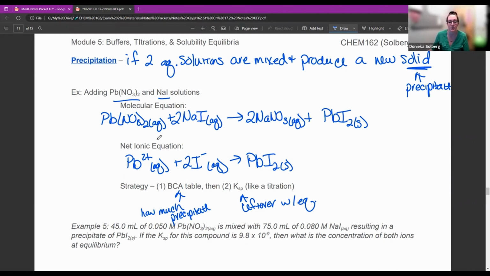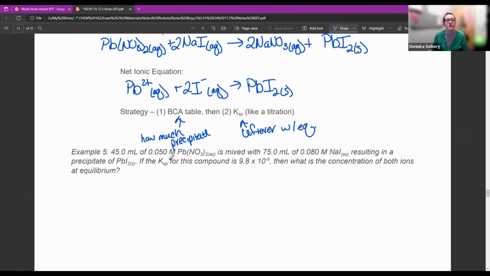I'm using the same compounds that I have up here, so I'm using this equation. I've got 45 milliliters of 0.05 molar lead nitrate. I added 75 milliliters of 0.08 molar sodium iodide. So I have the volumes and the molarity of each one, so I can find the number of moles that I added, right? Now, again, hardly ever is it going to be a perfect ratio. I'm probably not adding exactly twice as many moles of iodide as my lead. Most likely not. So we're going to have a leftover one, and that's going to affect our solubility. So I've got moles, so I can do a BCA table, no problem.